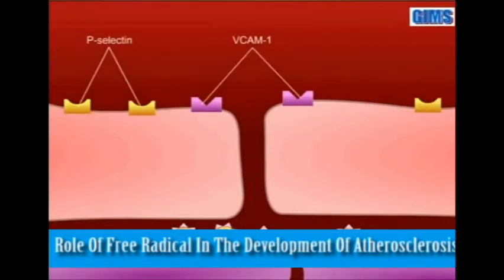Monocyte recruitment plays an important role in the development of atherosclerosis. Preferential recruitment is observed at sites of disturbed flow such as bifurcations. Endothelial cells express various adhesion molecules including VCAM1 and P-selectin.